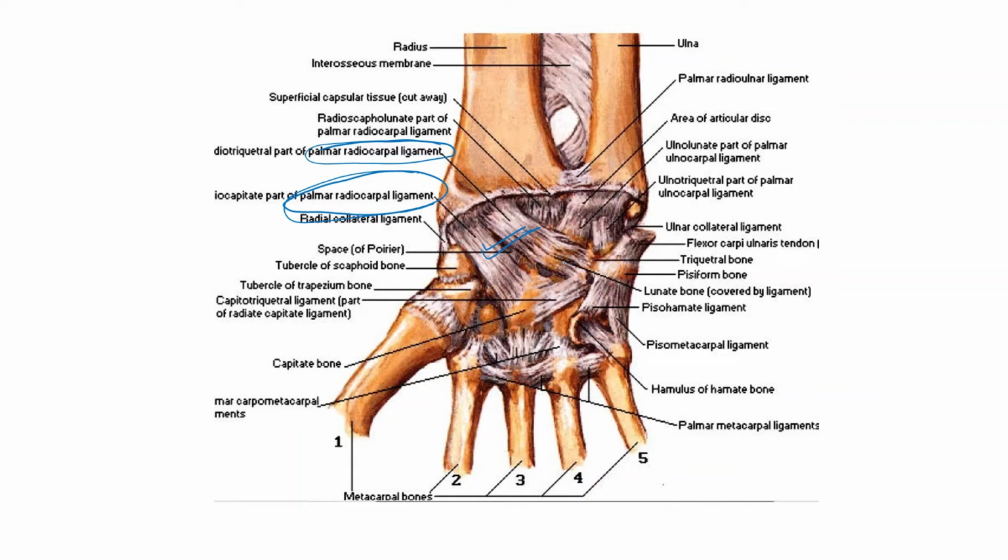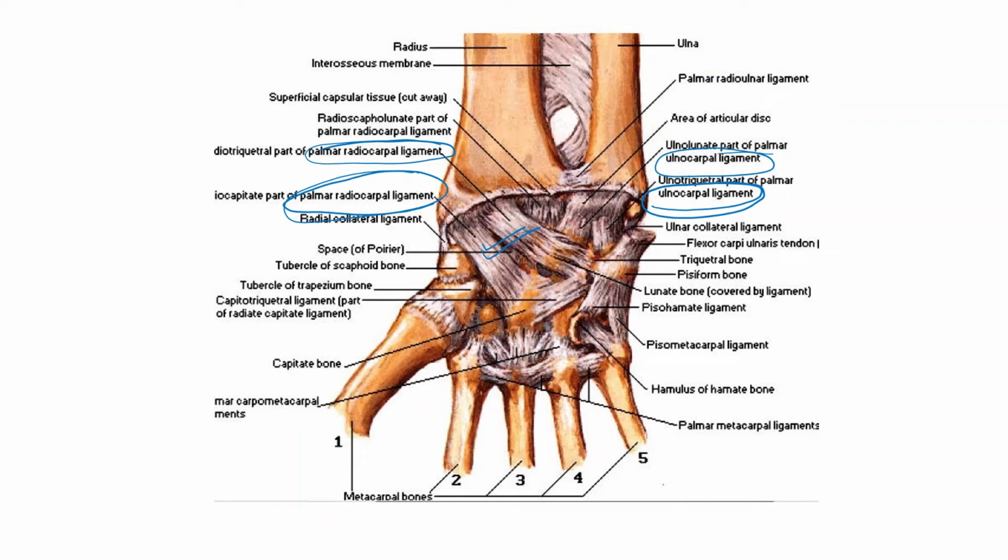to the lunate and the scaphoid bones. Whereas here, other than the radiocarpal ligaments, we can make out the ulnocarpal ligament, extending from the distal end of the ulna, that is the styloid process of the ulna, directed towards the triquetral bone. So these are the ligaments.